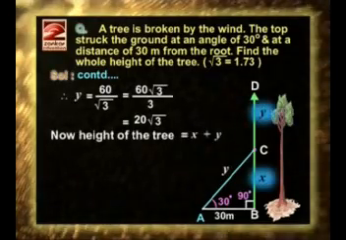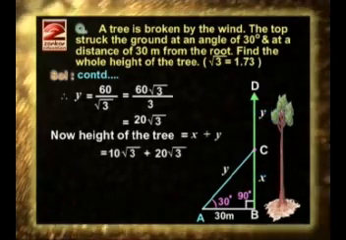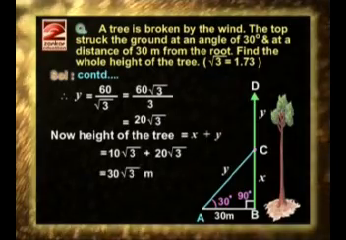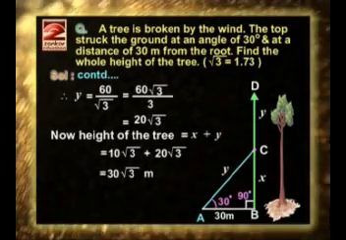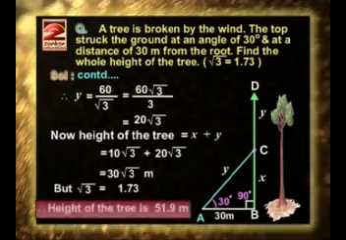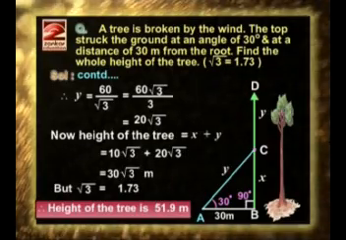Now, height of the tree is equal to X plus Y, that is equal to 10 root 3 plus 20 root 3, that is equal to 30 root 3 meters. But root 3 is equal to 1.73, therefore height of the tree is equal to 51.90 meters.